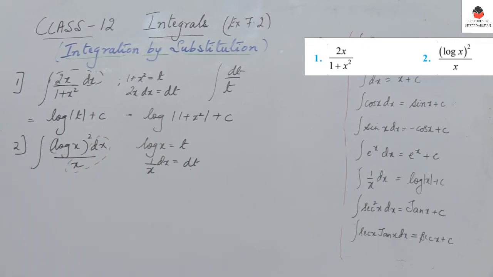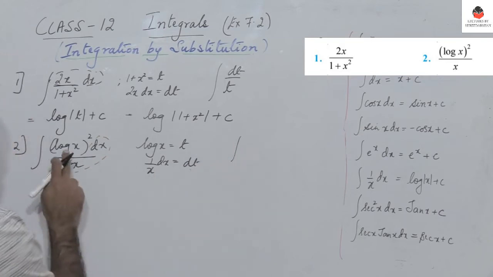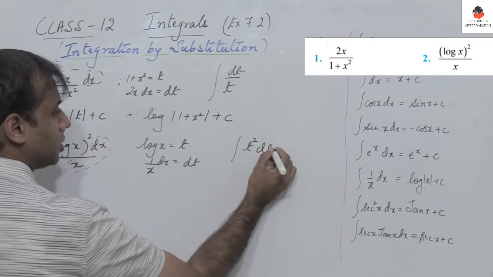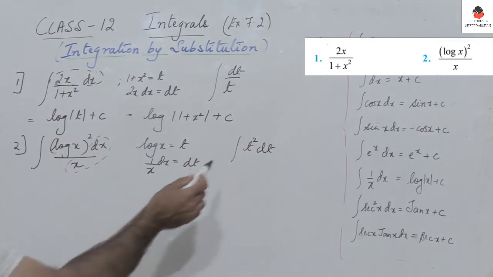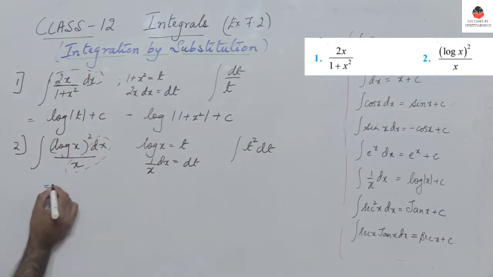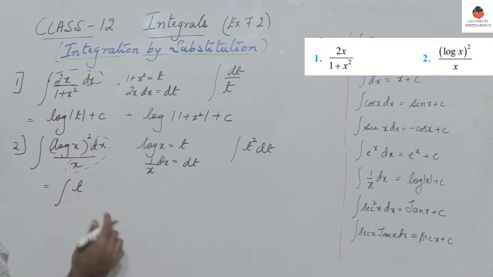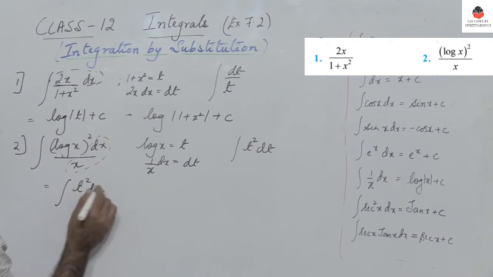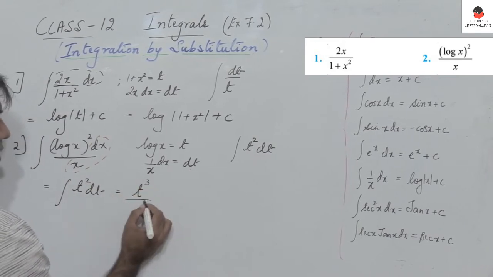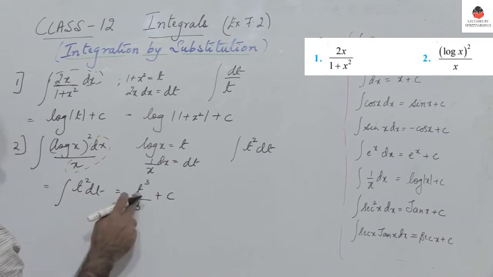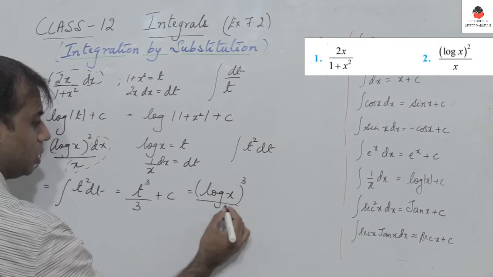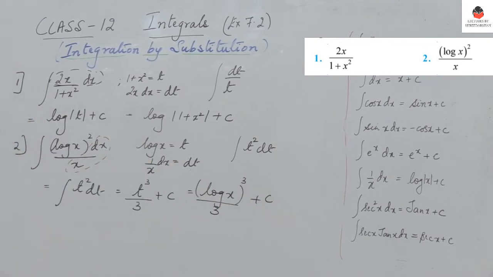So we get the integral, so log x is t, so it is t square, and this entire expression is dt. Right? So we know that the integral of x power n dx is x power n plus 1 divided by n plus 1. So this is the integral of t square dt. So the integral of t square dt is nothing but t power 2 plus 1, which is 3, divided by 3, plus c. Now what is t? t is log x, so the answer is (log x) the whole cube divided by 3 plus c.